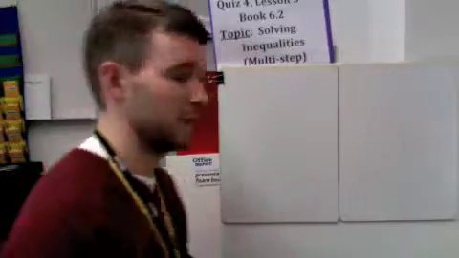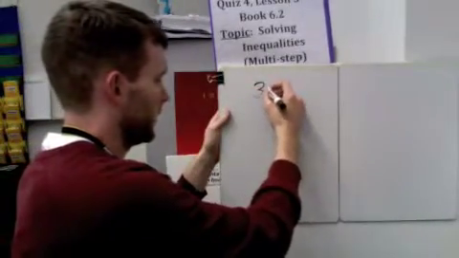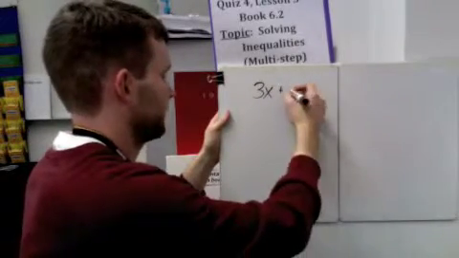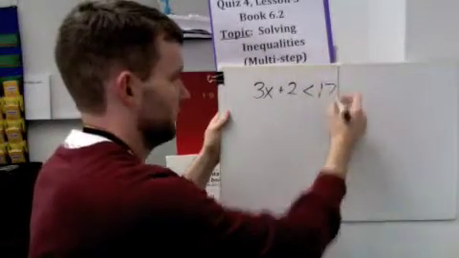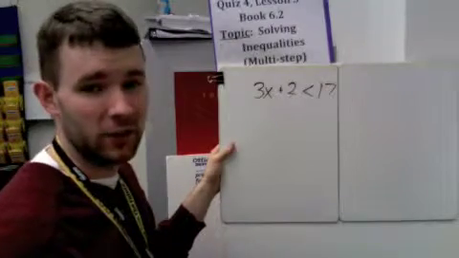Okay, so in lesson 3, we're really not learning anything new that we didn't learn in lesson 2. We're solving inequalities, but it's going to be multi-step. And so that just means that you might have something like this. You might have 3x plus 2 is less than 17.